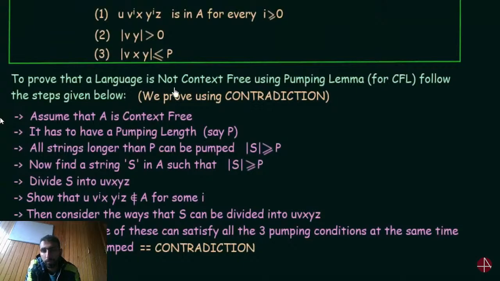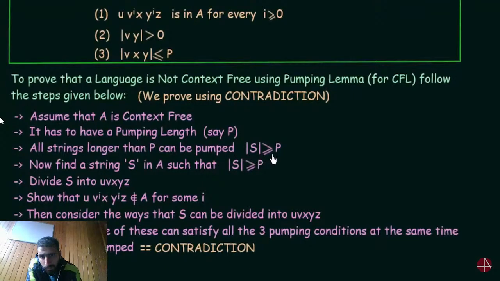So in order to prove that a language is not context-free using the pumping lemma for context-free languages, we have to follow the steps that are given below. Just as we did in the case of the pumping lemma for regular languages, even in this case, we will prove it using contradiction. Alright, so here we have the three conditions given and we already defined them. Since we are going to prove it using contradiction, we will assume that A is context-free. So we have a language that we call A, and we will assume that it is context-free for the beginning. We have already read that if a language is context-free, then it has to have a pumping length, and let's call it P. So as we assumed A is context-free, it should have a pumping length, which we will call P. And then all the strings longer than P can be pumped.